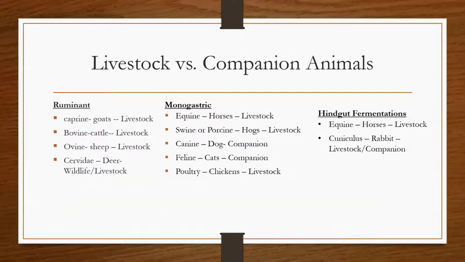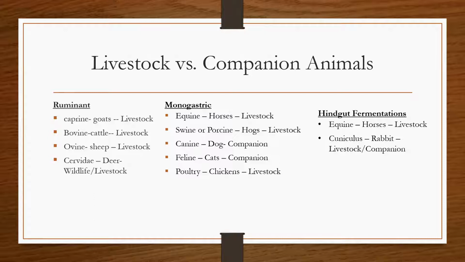Okay, just to give you a little visual, I've made a chart here and divided them into ruminant, monogastric, and then hindgut fermentation. I did provide you guys with their scientific names. However, I am probably not going to try to pronounce some of these. So I've also provided you with their common names as well. We'll go through a couple.